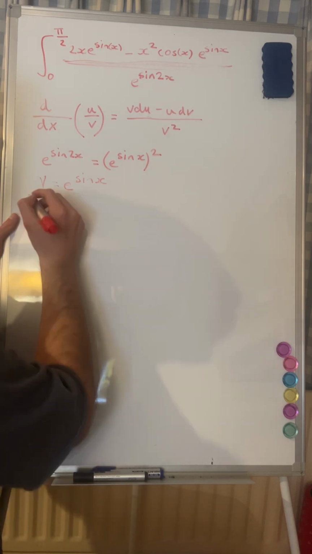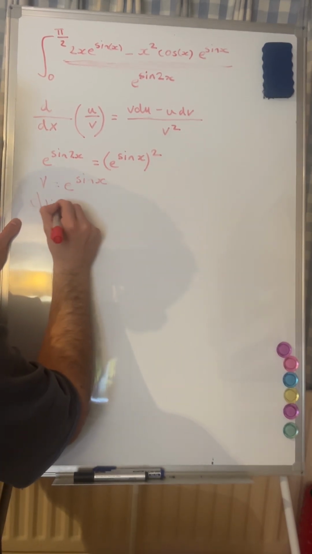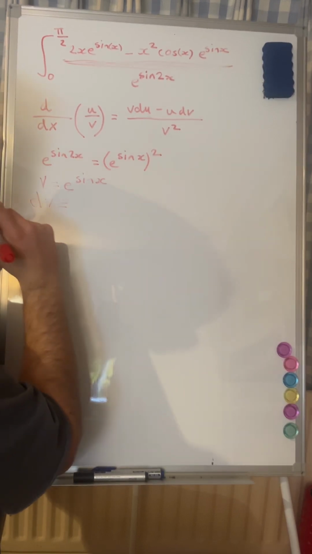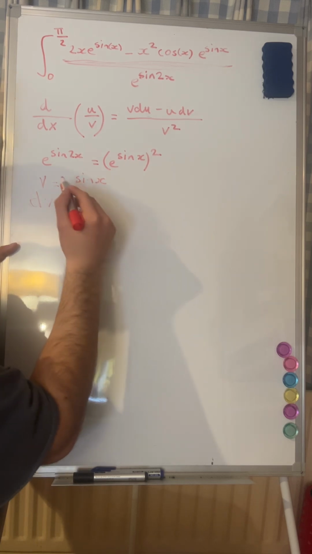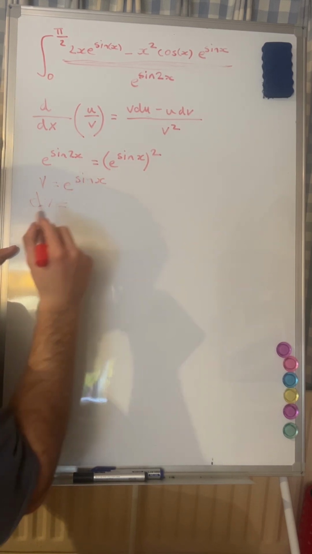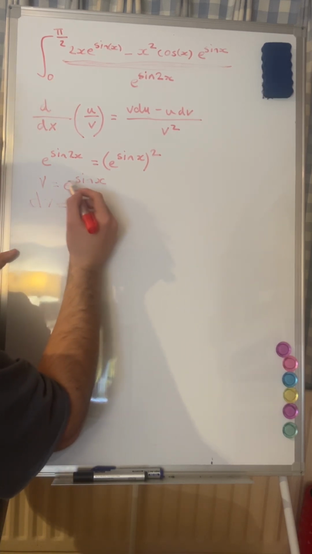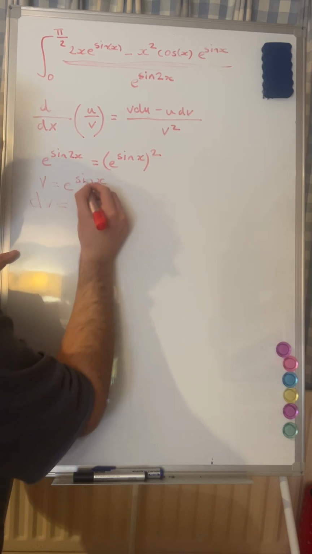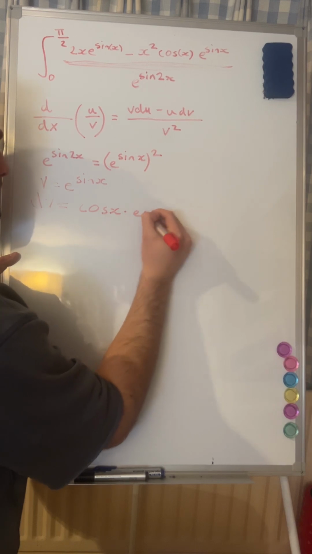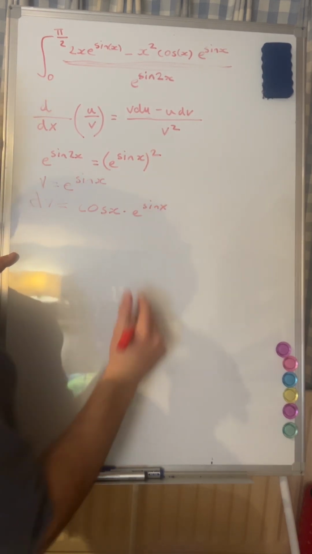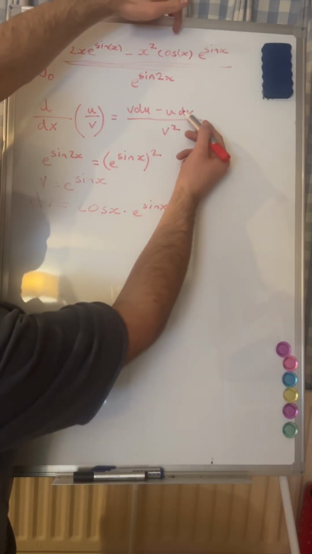So we can say that dv equals... Okay, how do we do this? Well, the differential of e to the sine x is the differential of the power times by e to the power. So what's the differential of sine x? Cos x, times by e to the sine x, which is this part here, which is dv. So it's looking nice.